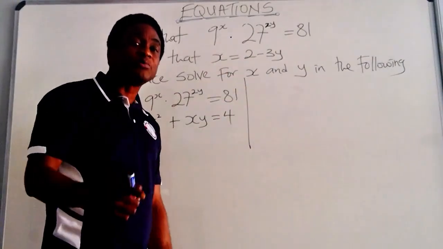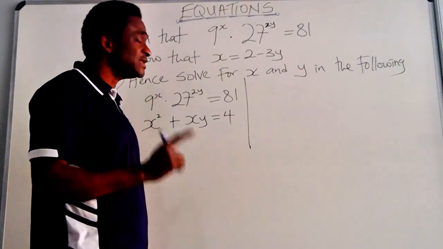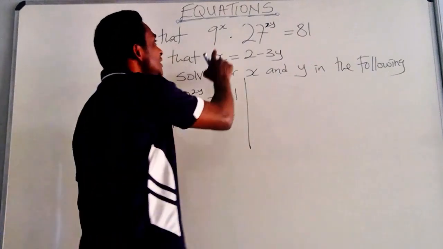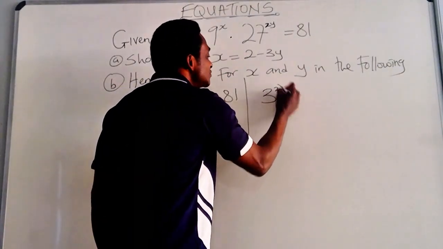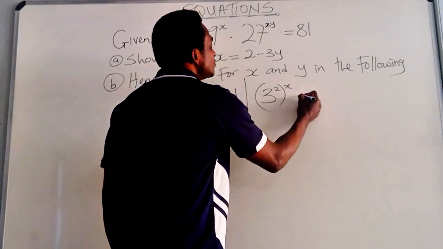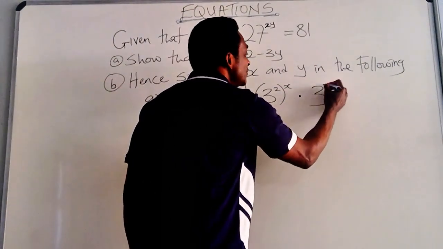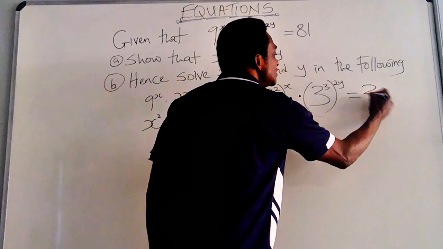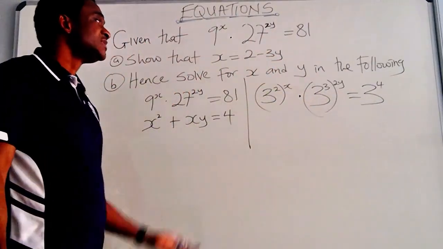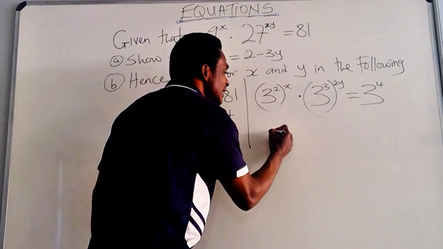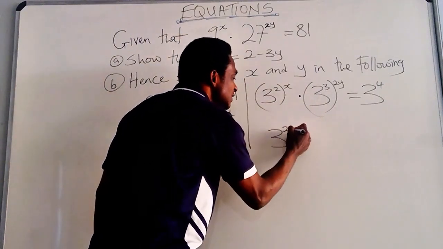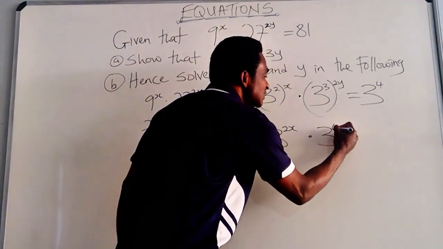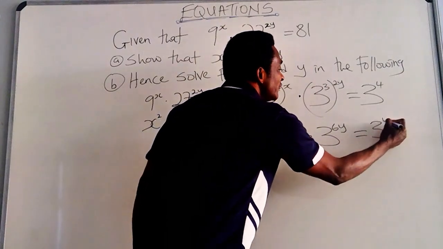Now, the first approach for all exponential equations or expressions is to reduce them to the lowest possible base. Here 9 can be reduced to 3 to the power of 2, and we have x. 27 can also be reduced to 3 to the power of 3, and we have 2y. 81 can be reduced to 3 to the power of 4. Now we go to the next step, clearing out the brackets, multiplying the exponents with what we have outside. We have 3 exponent 2x times 3 exponent 6y equals 3 exponent 4.